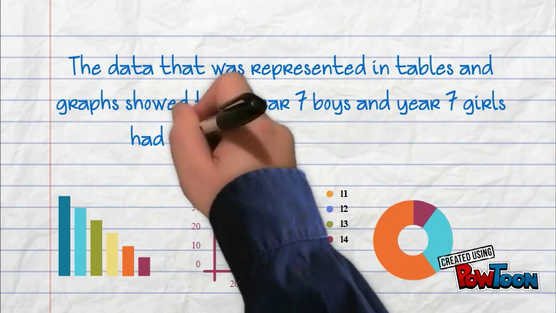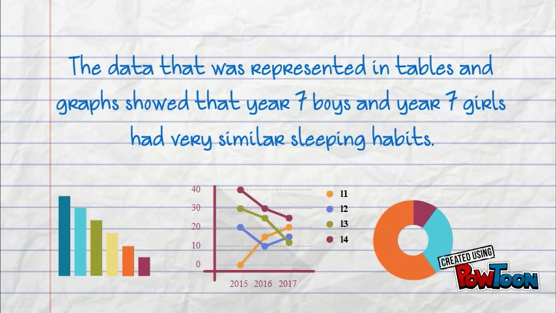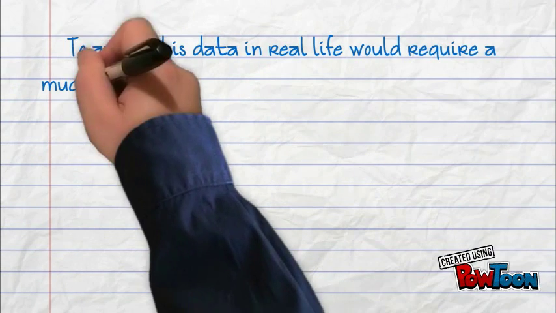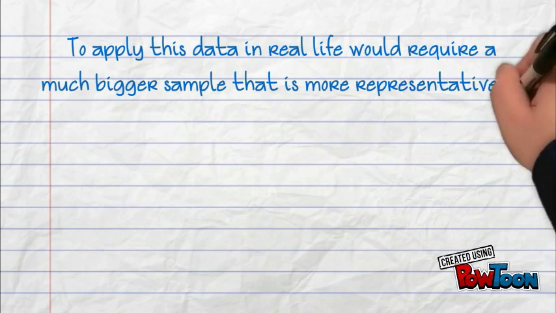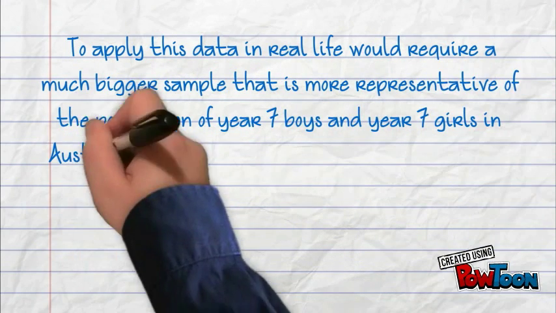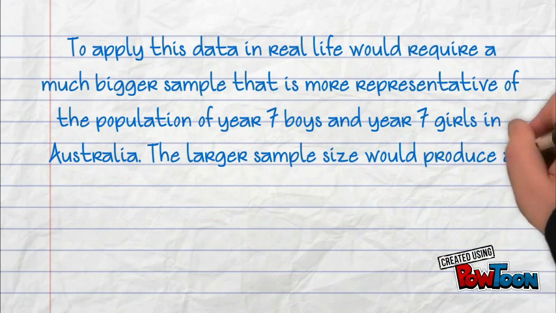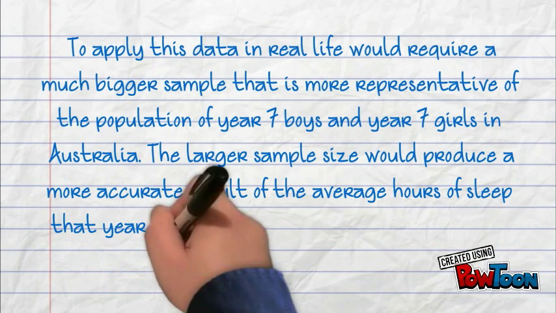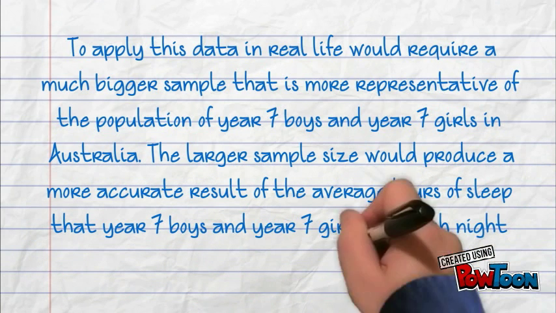The data that was represented in tables and graphs show that Year 7 boys and Year 7 girls had very similar sleeping habits. To apply this data in real life would require a much bigger sample that is more representative of the population of Year 7 boys and Year 7 girls in Australia. The larger sample size would produce a more accurate result of the average hours of sleep that Year 7 boys and Year 7 girls get each night in Australia.